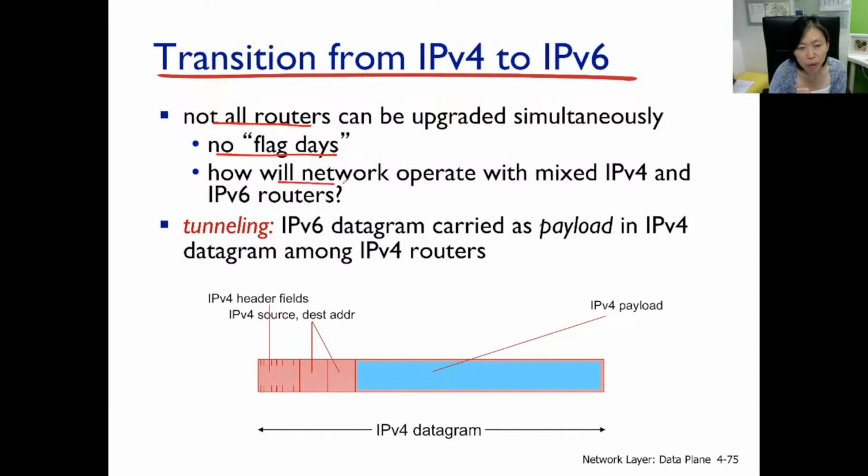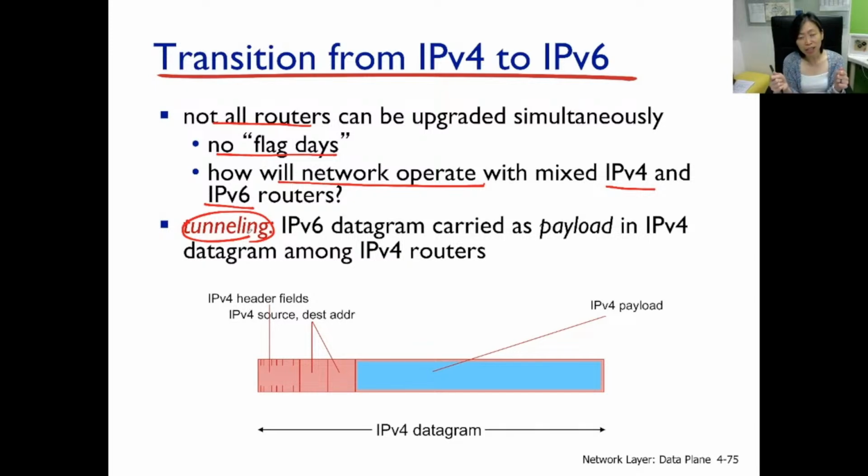So how will the network operate with part of the internet running IPv4 and some other parts running IPv6? So, transition from IPv4 to IPv6, this is what we meant to talk about. How do we allow the mix of IPv4 routers and IPv6 routers? And the technique, let me tell you ahead of time, is called tunneling.